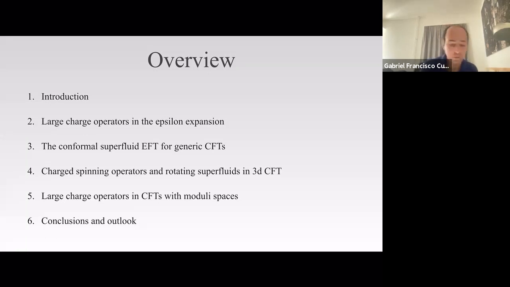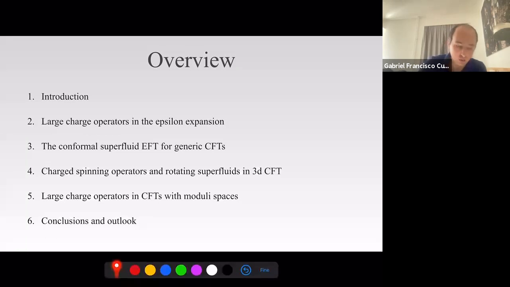I will mention some new results. I'll also try to mention some open questions, which can be of slightly more general interest. So that's basically the outline of my talk. After some introduction, I'll start by reviewing some progress in the epsilon expansion, which will serve as a motivation for the general picture and the general results which we expect to apply also in strongly coupled CFTs.